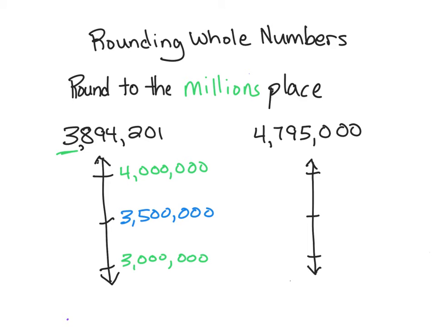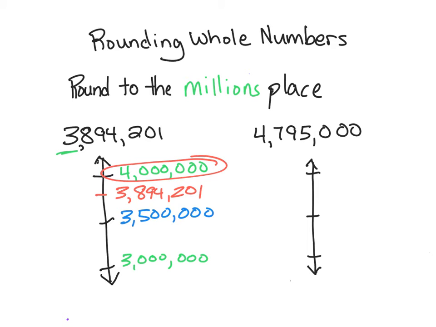So now we look at the actual number, which is 3,894,201. Is that larger or smaller than 3,500,000? It is, of course, larger, so we would plug it in here. 3,894,201, and that would round to 4 million.